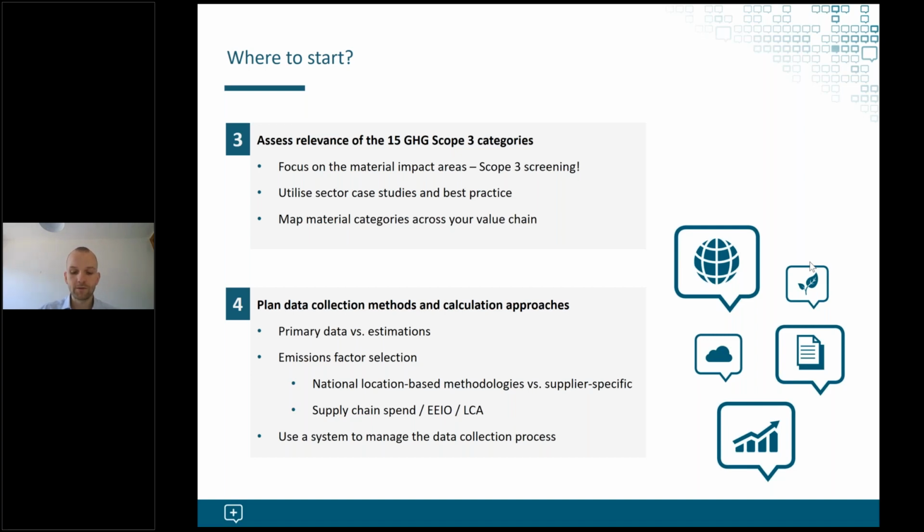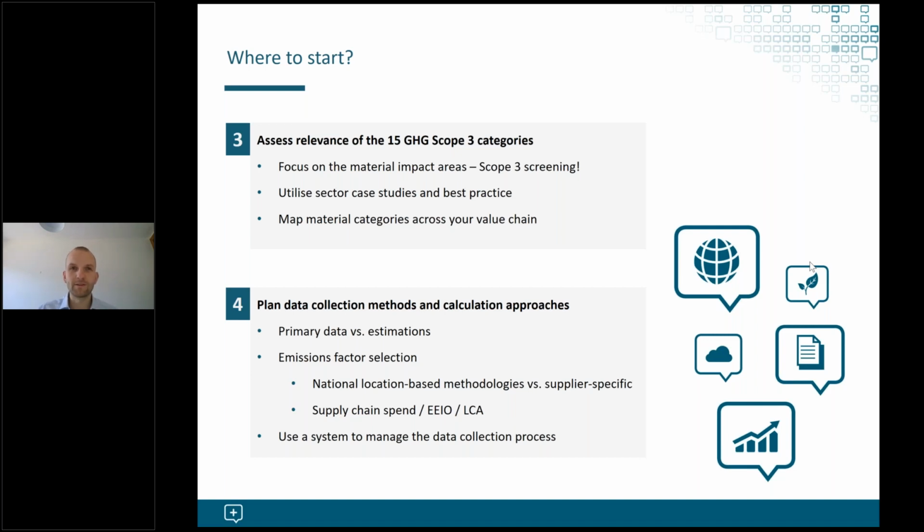From there, which emission factors are we going to use? This is something that Louise has touched on. It's going to be a combination of national location-based methods, supplier-specific emission factors, and where we need to maybe supply chain spend, EEIO, as well as LCA, so life cycle assessment factors, if relevant. So these selections will depend on the Scope 3 category and the data you are able to collect, but also on you as a company. So if you produce products, for example, then there'll be a greater reliance on LCA portions within the process in comparison to office-based professional services organizations, for example.